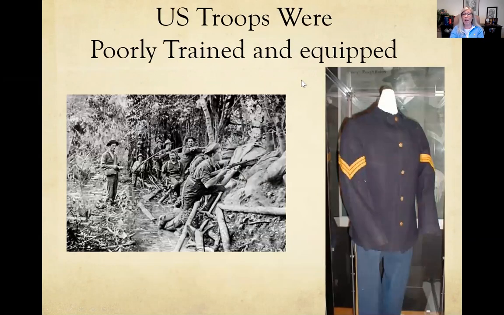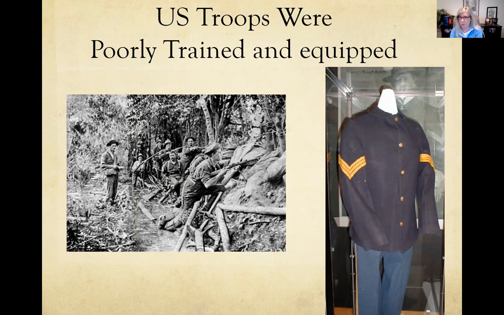So we arrive at Guantanamo Bay, but our soldiers haven't had much training, right? We've not maintained this large peacetime army. We had hundreds of thousands of volunteers for this war in 1898, but they were only given 3 or 4 weeks of training before they're sent into a combat situation. And I put this uniform here because a lot of what is being used for the uniforms are holdovers from the end of the Civil War.